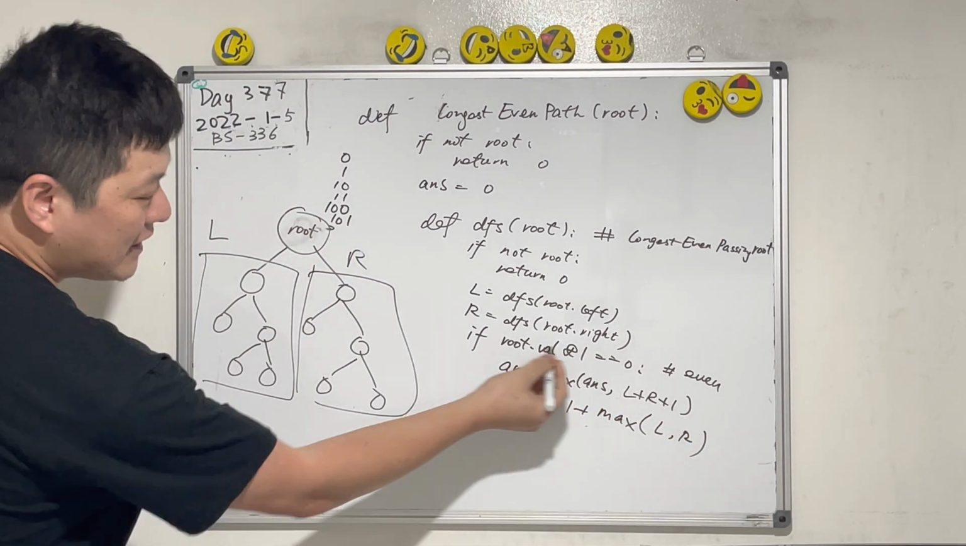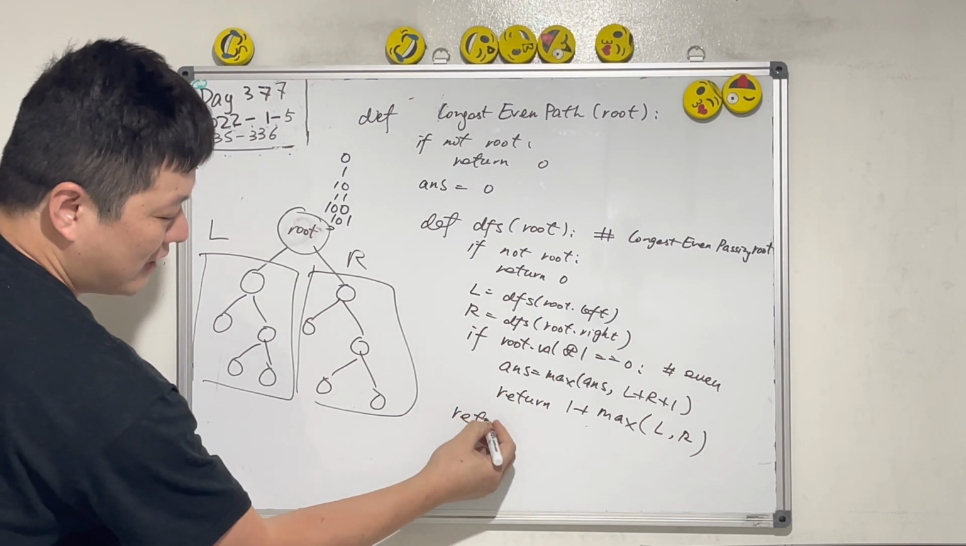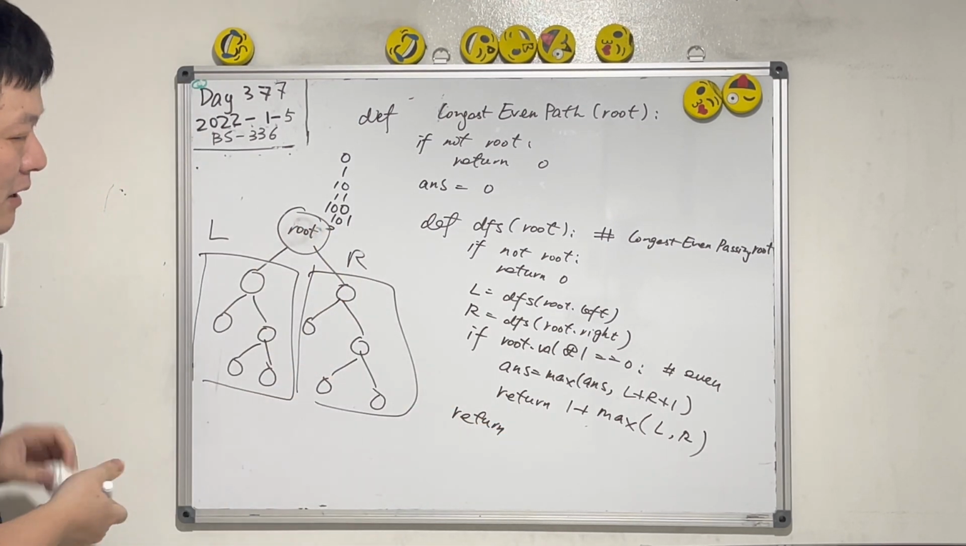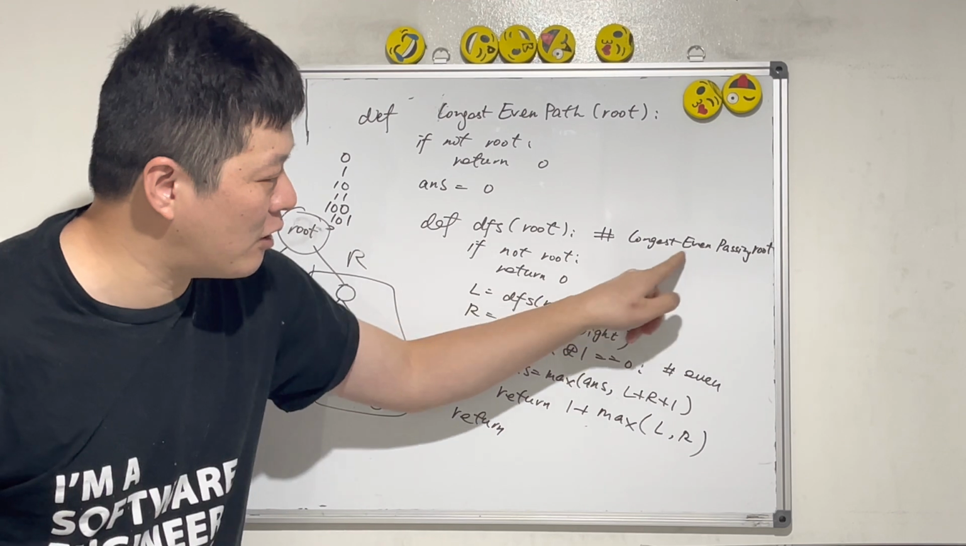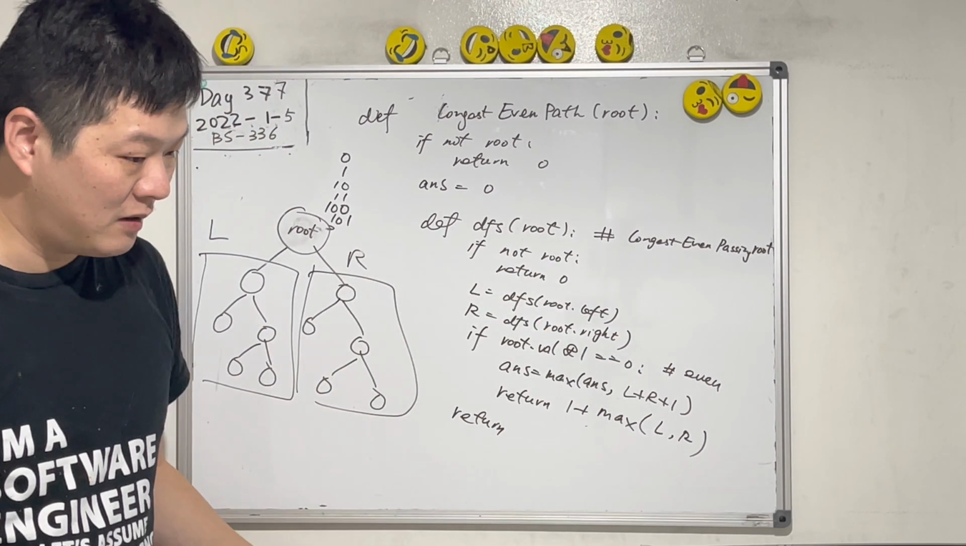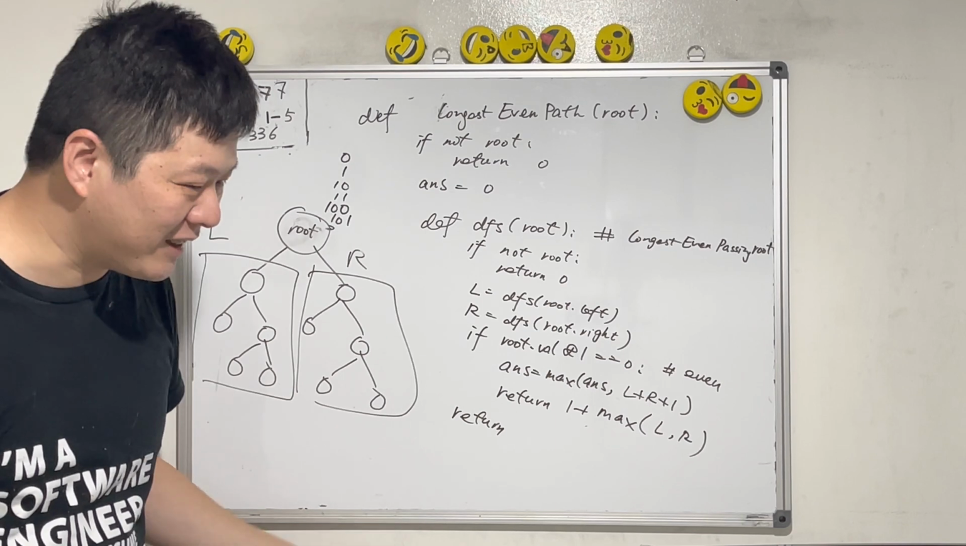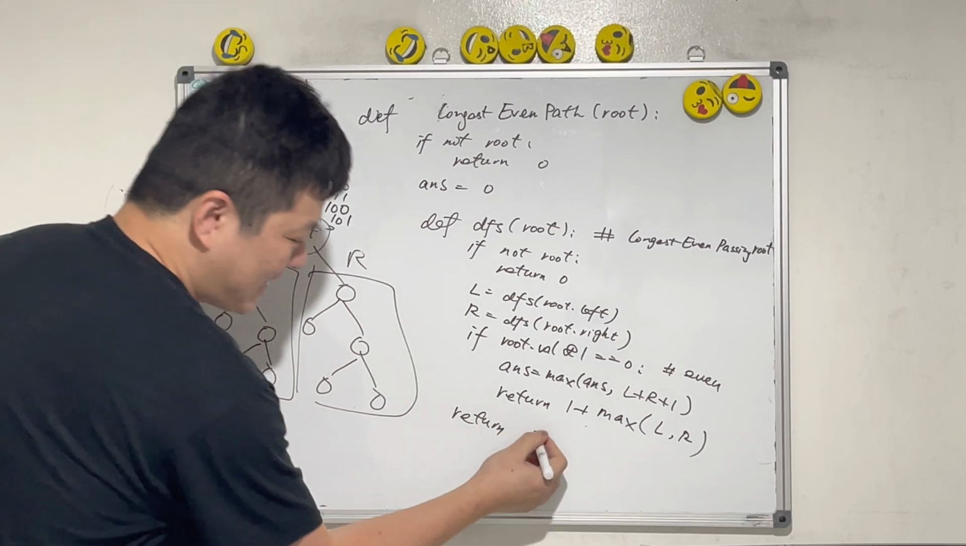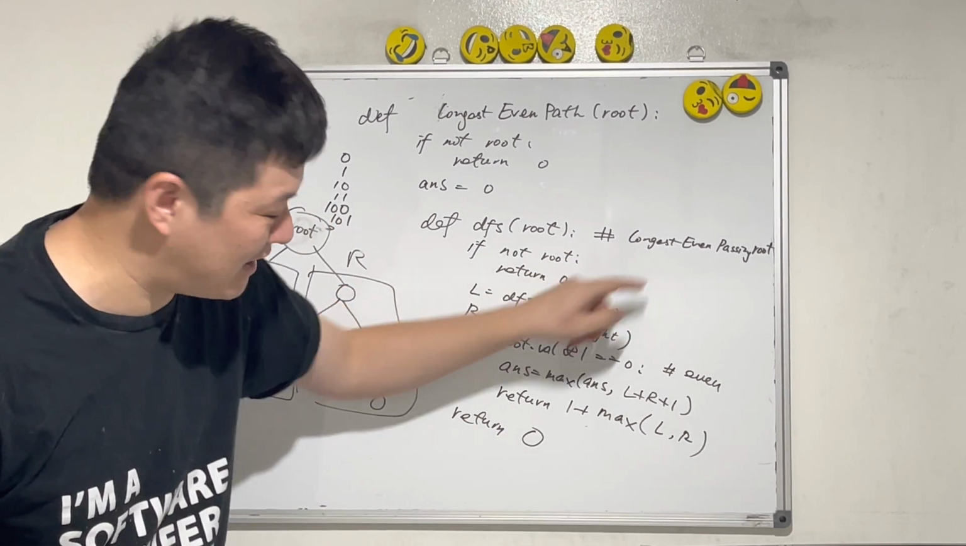If it's an odd number, what should I return? If it is an odd number, what's the longest even path passing the root? What's the number? Nothing. What's nothing? 0. Yes, exactly. Makes sense?